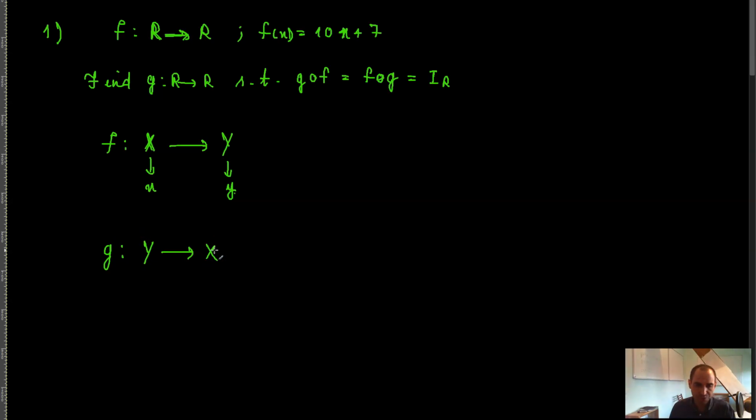Now we have shown before that g of f is the same thing as I of x, and we have shown that f of g is equal to I of y. I don't remember the exact line of reasoning anymore. But if you can show that g of f is equal to I of x and f of g is equal to I of y, logically that means that g is the inverse of f, right?